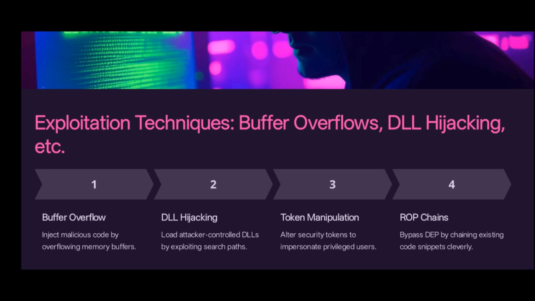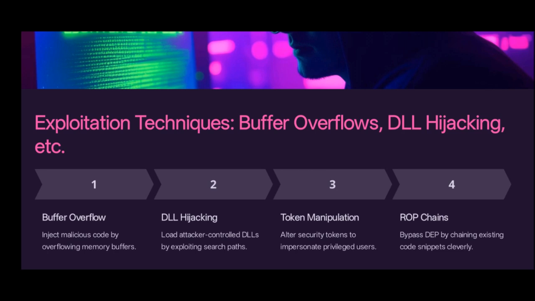Part 2, DLL hijacking. 2.1 Overview. DLL hijacking, a dynamic link library preloading attack, occurs when an application loads a DLL from an insecure location, allowing an attacker to substitute a malicious version.